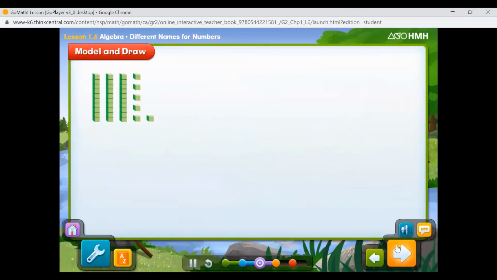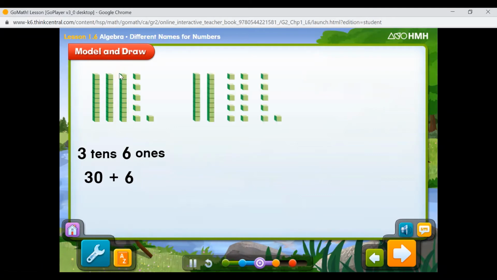There are different ways to show the number 36. Here is one way. How many tens and ones are in this model? There are 3 tens and 6 ones in this model of 36. 3 tens and 6 ones can be written as 30 plus 6. Let's find another way to show 36. Think about how you can trade one of the blocks. This is another way to show 36. You can trade one of the tens blocks for 10 ones.